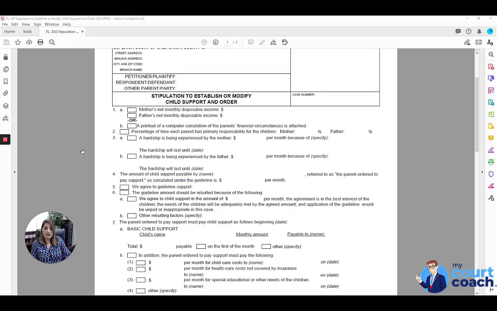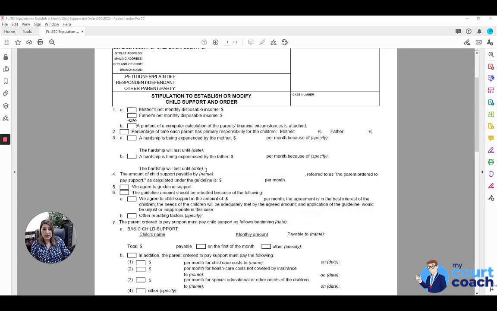Line 3, if you have calculated in a hardship into your calculation, then you would list that here, either that it was being granted to mother or to father, and the amount of that hardship per month. And then you'd want to give the reasons why. Again, the reasons for a hardship can only be limited to 3 scenarios. It is either where a parent is experiencing high health medical expenses. It can be where there has been catastrophic loss, or it can be where a parent has other children from a different relationship in their care that they also have to support, and their ability to support them is limited by their income.